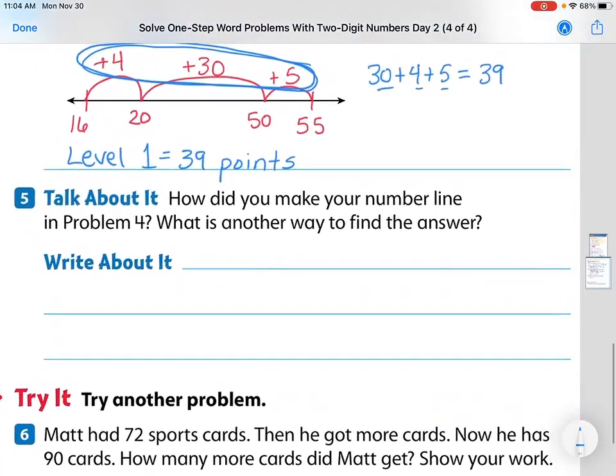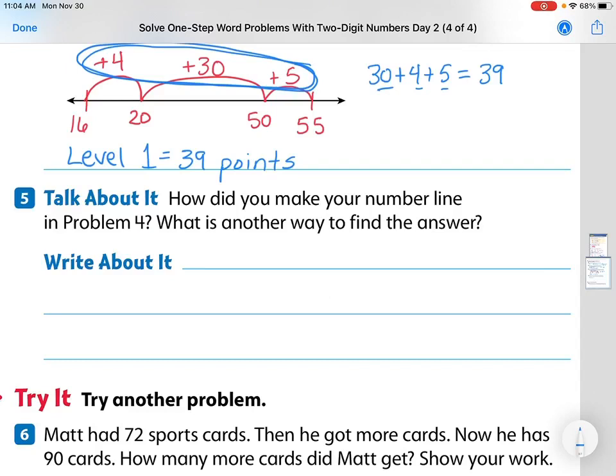All right, so in this talk about it, it says, how did you make your number line in problem 4? And what is another way to find the answer? So you may have done counting up like I did. If you did, you're going to write about it. You're going to tell me what number you started with, how much you jumped the first time, then the next time, then the last time. Explain it in words how you went about solving the problem.